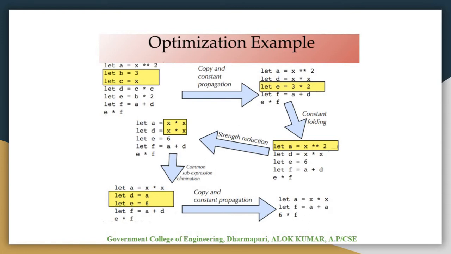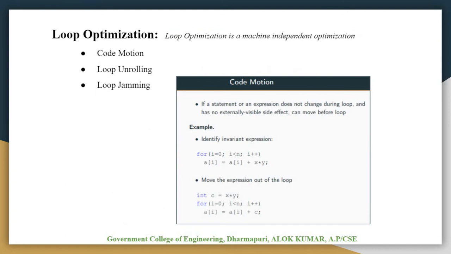Now we will see some loop optimization techniques, which also come under machine independent code optimization. Loop optimization is a machine independent optimization. Here we can see code motion, loop unrolling, and loop jamming. The first technique is code motion. If a statement or an expression does not change during the loop and has no externally visible side effect, it can be moved before the loop.